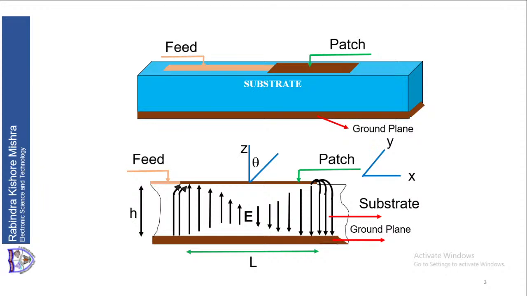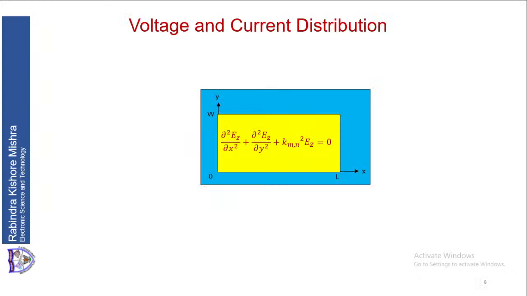Now let us do an analysis of the microstrip antenna. Once we are equipped with the knowledge that we discussed up to now, we can do the analysis of the microstrip antenna. Within the microstrip antenna, or within the cavity, except at its boundary, the electric field will always satisfy the Helmholtz equation. The Helmholtz equation is ∂²Ez/∂x² + ∂²Ez/∂y² + k_mn² Ez = 0.